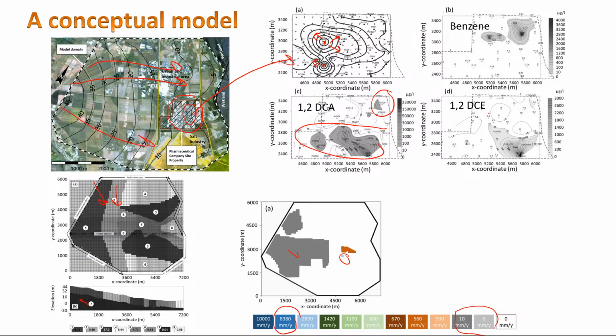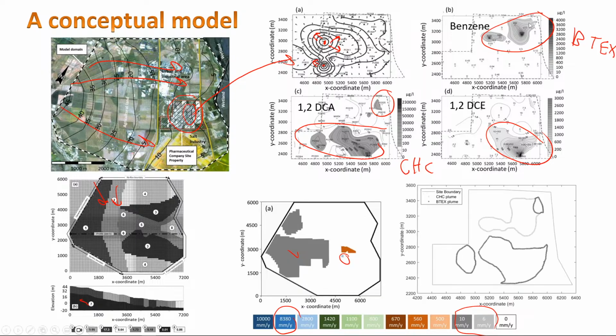This 1,2 DCA, so these are chlorinated hydrocarbon. I have some concentration here. So this is one type of contaminants, called chlorinated hydrocarbon. This is another type of contaminants called BTEX, like benzene, toluene, ethylbenzene, and xylene. So this is BTEX. So here I also plot my concentration, and for this one I just delineated.